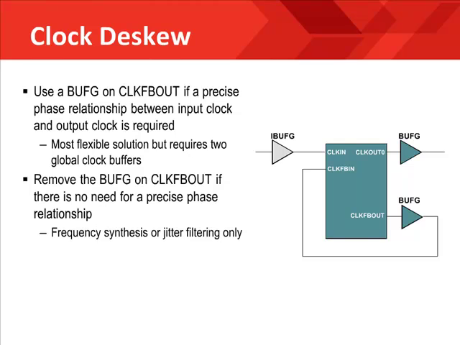Now first of all, you can use a BUF-G on the clock feedback output if a precise phase relationship between the input clock and the output clock is desired. And that's actually a very typical situation. It's the most flexible solution, but requires the 2 global clock buffers. So depending upon your application, if your buffers are at a premium, you may choose not to use a BUF-G in the clock feedback out if you don't care about the relationship. Most commonly, people will remove the BUF-G on the clock feedback out if there is no need for a precise phase relationship between the input clock and the output clock. This is often the case with frequency synthesis or jitter filtering.